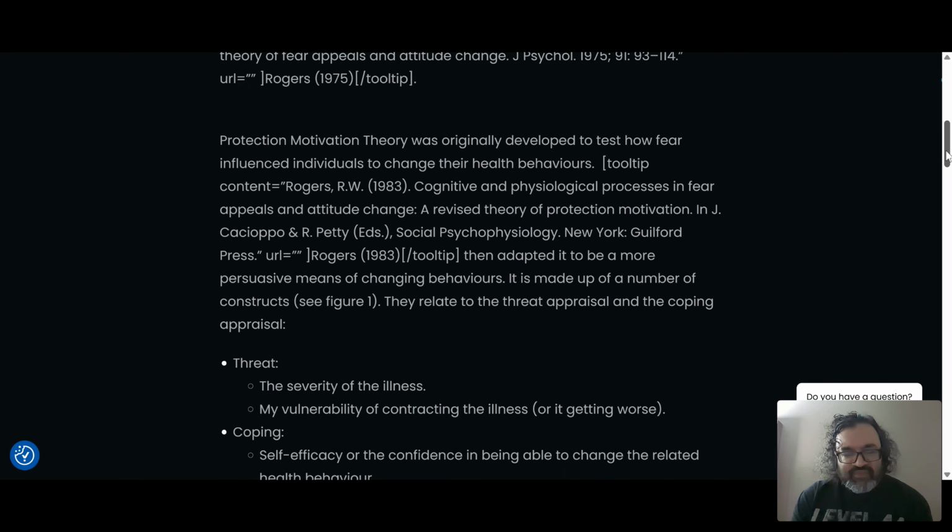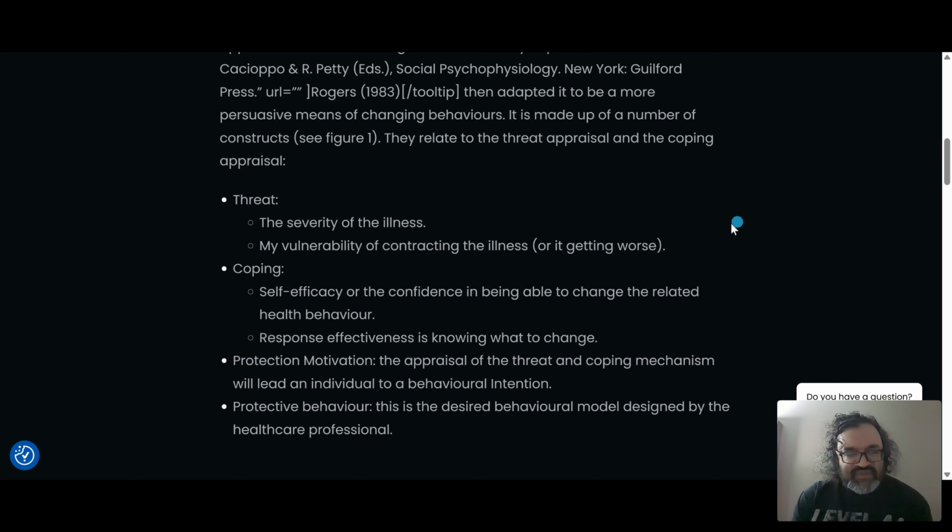So what are some threats? Threats are the severity of the illness, my vulnerability of contracting the illness or it getting worse. Coping includes self efficacy, or the confidence in being able to change the related health behavior. Response effectiveness is knowing what to change. So fear is not the only driver. There's threats, there's coping, there's protection motivation.